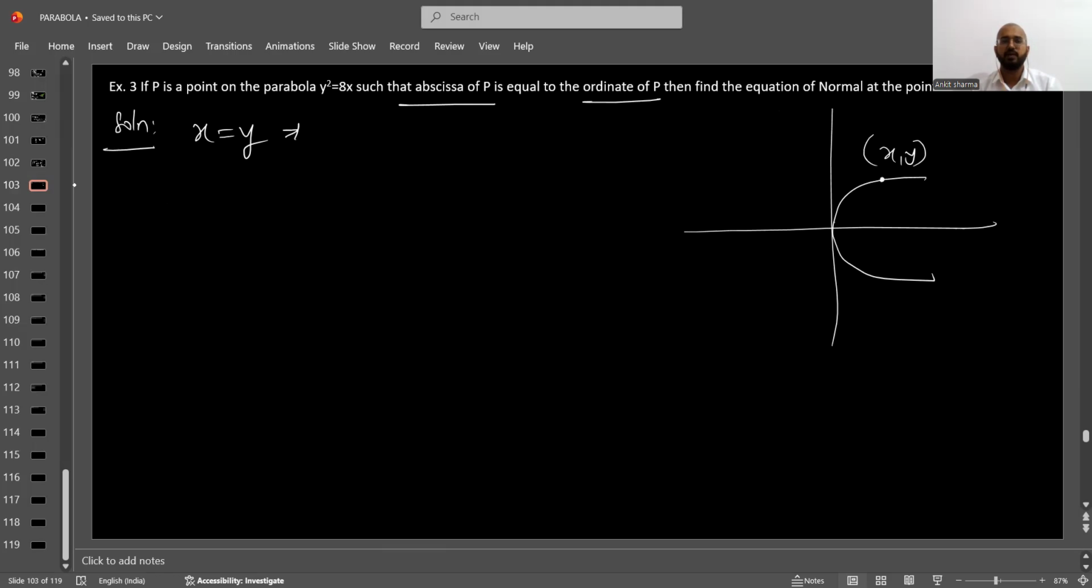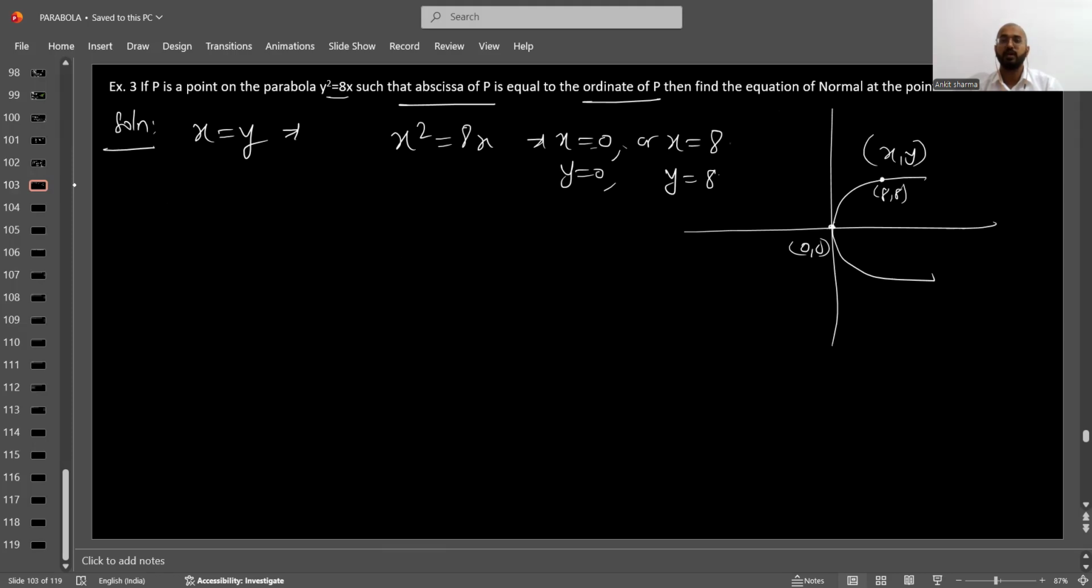So when x is equal to y, I can solve for x square is equal to 8x. This gives me x is equal to 0 or x is equal to 8. So when I put x is equal to 0 here, I get y is equal to 0. 8 into 8, 64. So y is equal to 8 only I have to write down, because I cannot write minus 8 because abscissa is equal to the ordinate. That means the point here, either it could be 0 comma 0 or it could be point 8 comma 8.